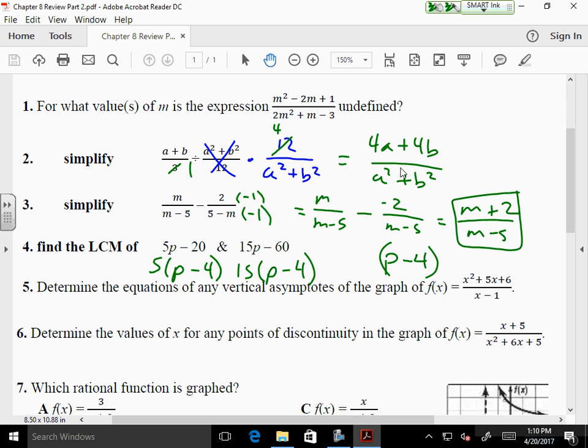And then the least common multiple of 15 and 5 is 15. So that would be your least common multiple. The bigger number is a multiple of the smaller number, and so it becomes your least common multiple.